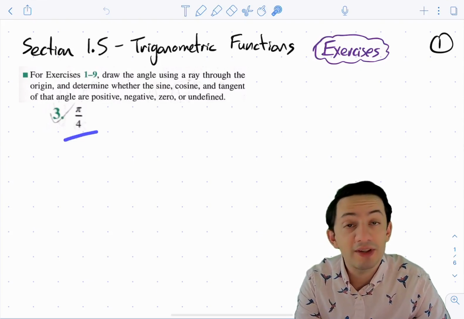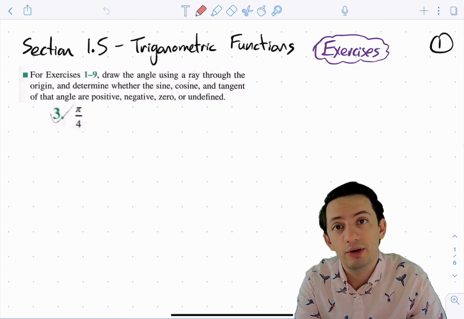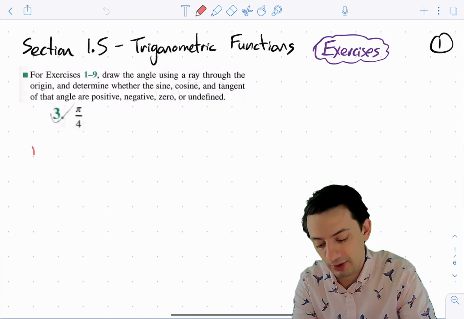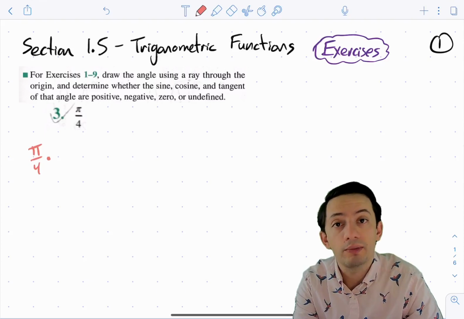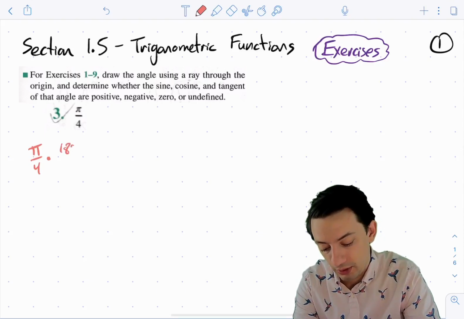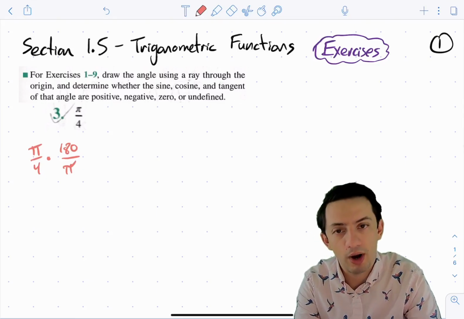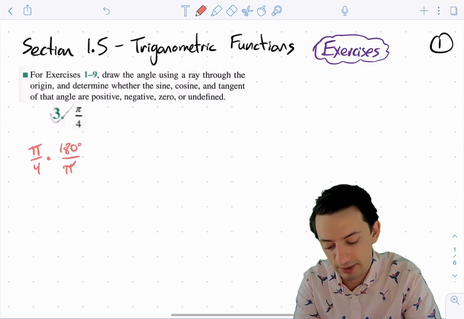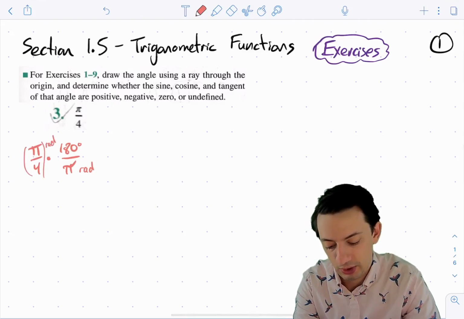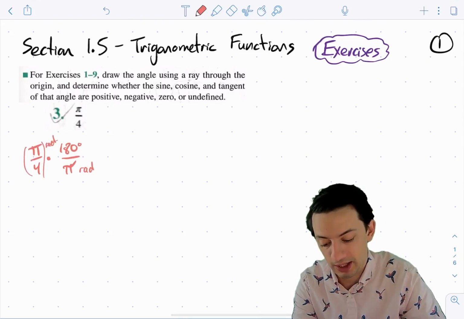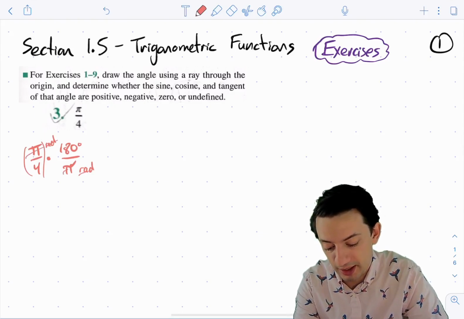So pi over 4, this is an angle that we saw in our lecture. This is a 45-degree angle. Now, if we had forgotten that, the way we would figure it out is we take pi over 4. We would multiply by our 180 over pi conversion factor. Let's remember why that's the direction we want. This is degrees, this is radians, and this whole thing is radians. So this makes sense because the radians will cancel out and leave us with a measurement in degrees. And we get the pi's that cancel.